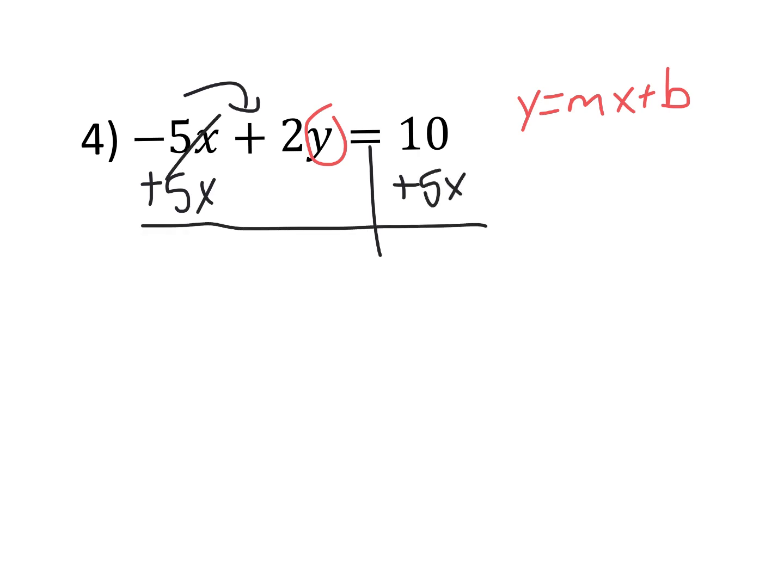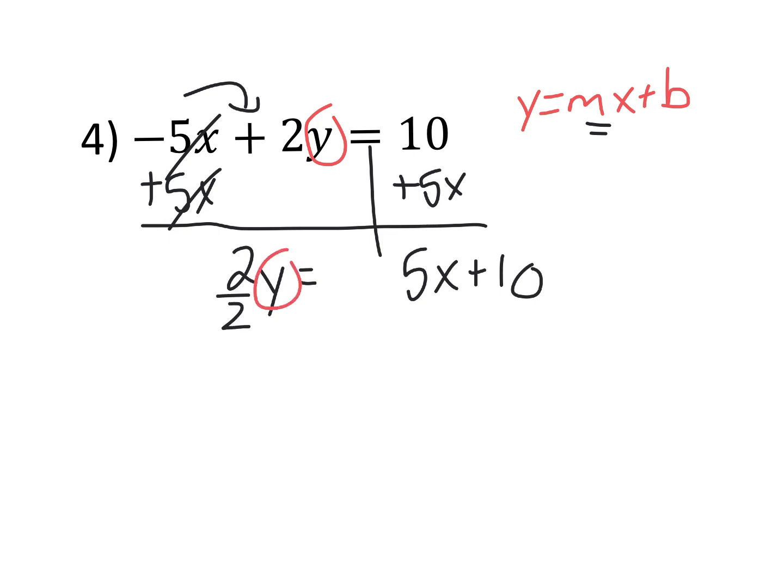The 5x's cancel, and all we have left is 2y is equal to. Now remember, I want the x first, so I can't combine them. I'm going to put 5x plus 10. Now the last step, I just have to get rid of the 2. So I'm going to divide everything individually by 2 in hopes that this gets nicer.